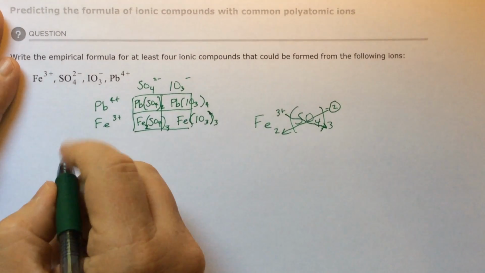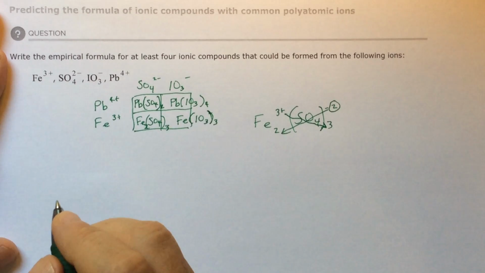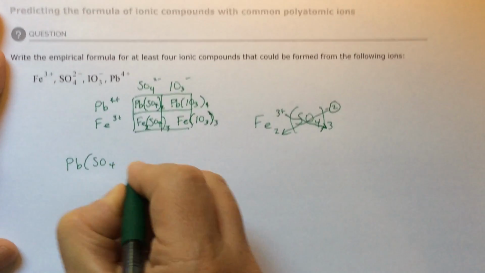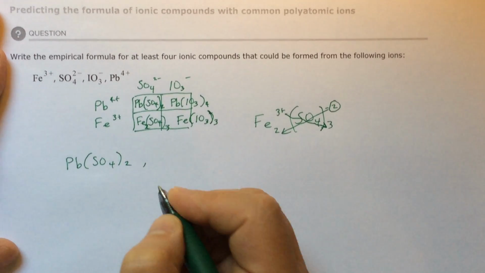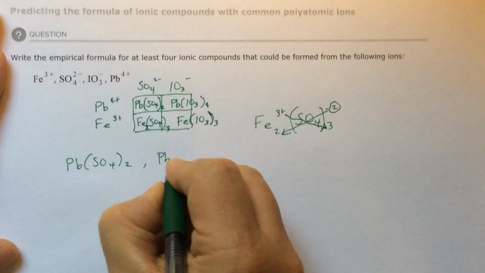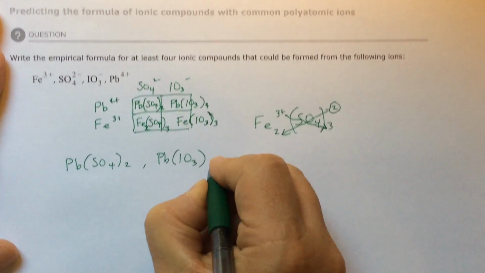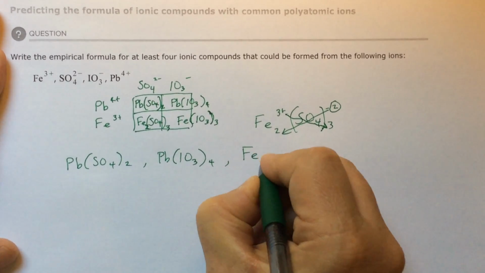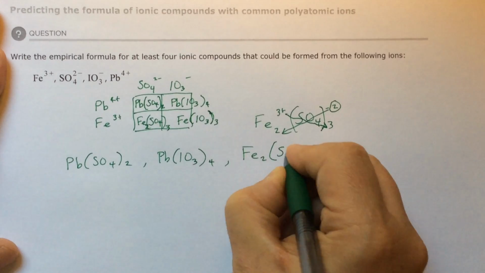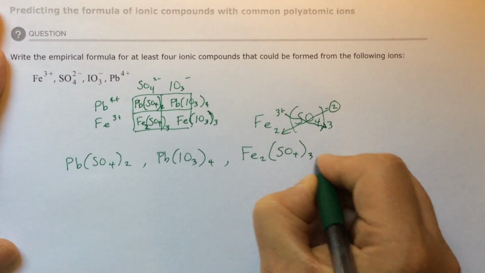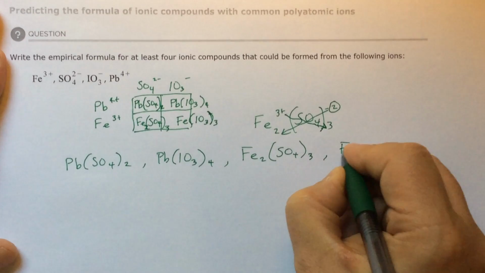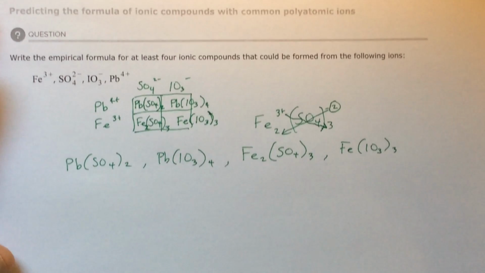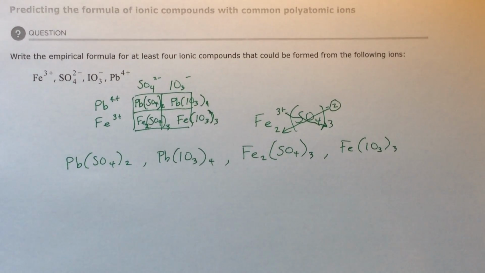Okay, so to answer the question then, give me 4 ionic compounds. The first one is going to be Pb(SO4) subscript 2, comma. The next one is going to be Pb(IO3) subscript 4, comma. Next one is going to be Fe2(SO4) subscript 3, and the next one is Fe(IO3) subscript 3. Okay, looks very impressive if you can do something like this.